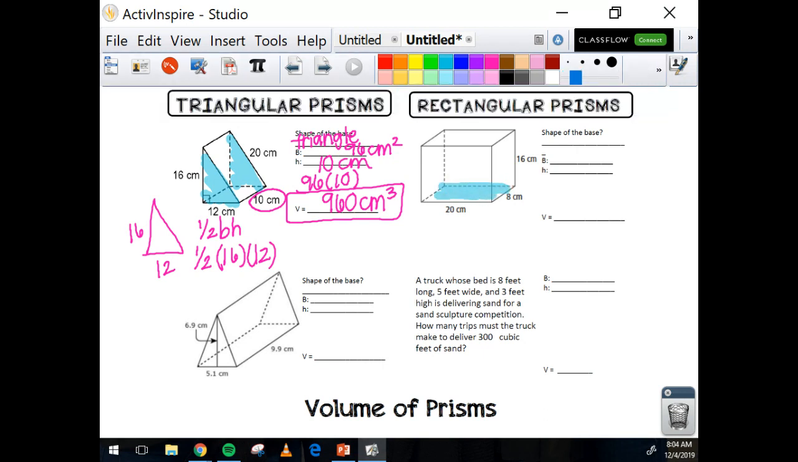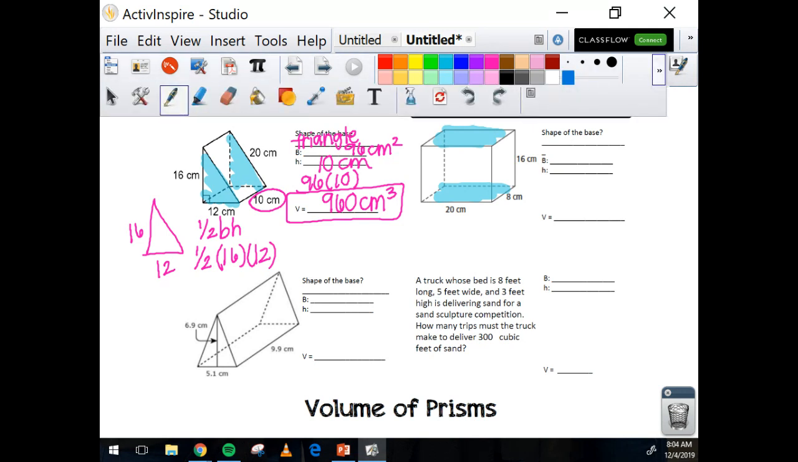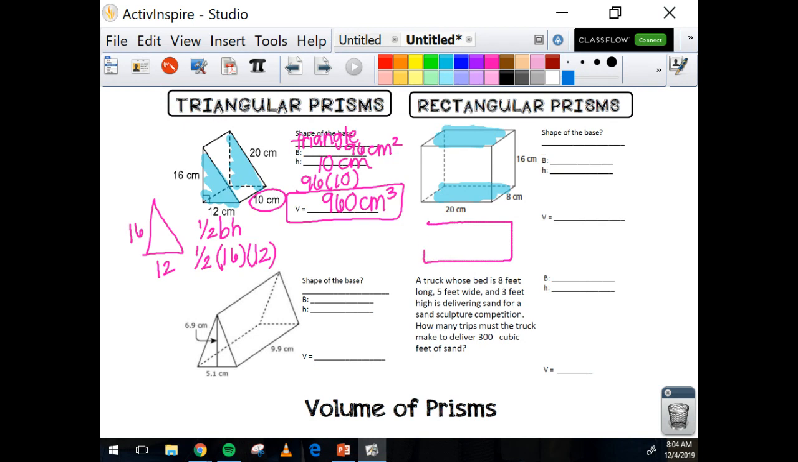Remember I told y'all that I like to make the base of those be the top and the bottom because it's easier for me to visualize. So I'm going to draw this base shape down here. And I know the shape of my base is a rectangle. So if I look at this whole thing and I find the area of it, I'm doing 20 times 8. 20 times 8 is going to give me 160 centimeters squared. So over here, I have 160 centimeters squared.